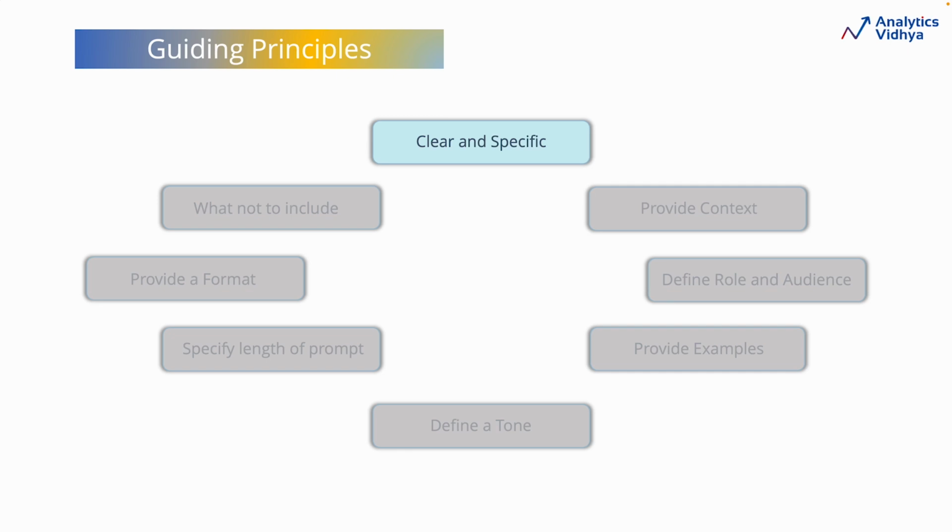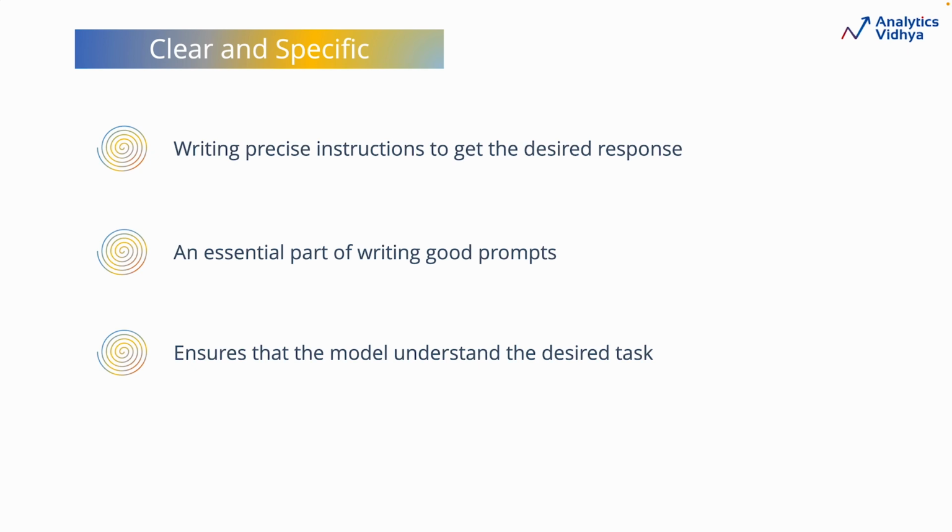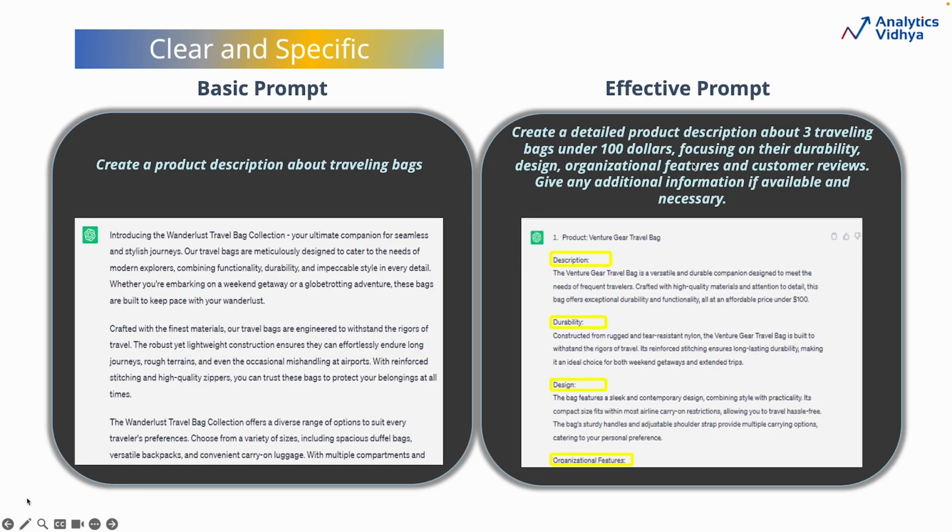We will begin by discussing clear and specific prompts. Providing clear and specific prompts refers to writing precise instructions to get the desired response. This is an essential part of writing good prompts to ensure that the model understands the desired task and produces relevant responses. Let's say we want to write a product description for traveling bags.